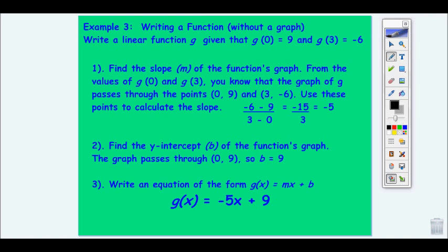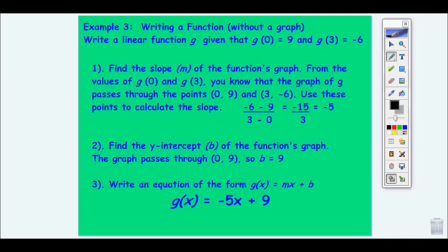Now example 3 is writing a function without a graph. The last one we had a graph, so we were able to look at the graph. This time it says write a linear function g. I am not sure why sometimes we change that. The italicized f makes sense because it is representing function. This is still representing function, an italicized g. Sometimes they even use h. So function g, given that g of 0 equals 9 and g of 3 equals -6.